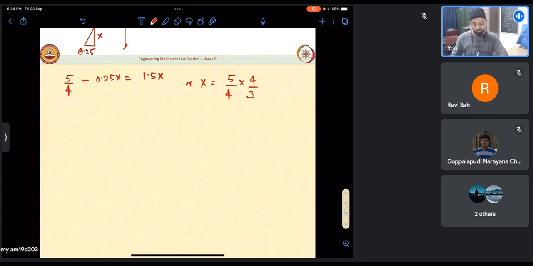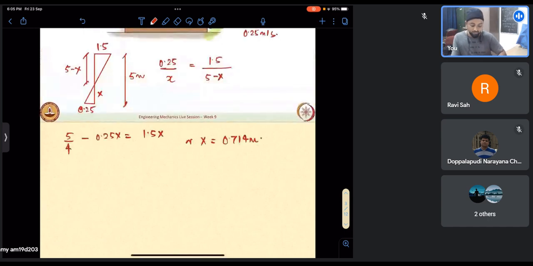I'm doing it correctly. 7 by 4. Sorry, 4 by 7. Sorry about that. It is 1.75. Inverse into 5 by 4. So our x comes out to be 0.714 meters.